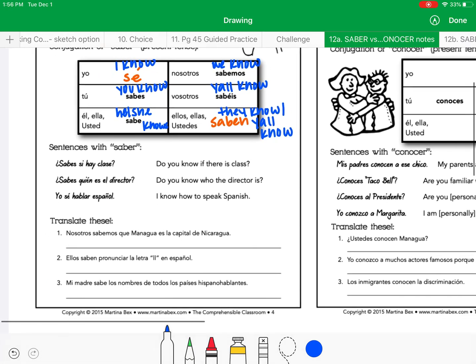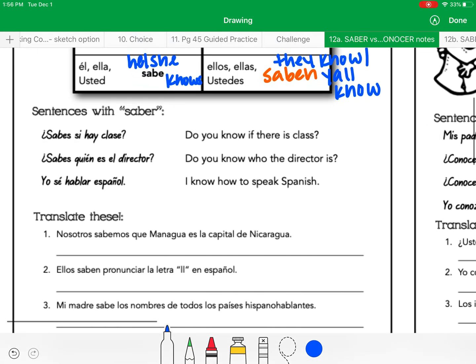All right, so some examples for saber. Okay, ¿sabes si hay clase? Do you know if there's class? So this is a fact or info. ¿Sabes quién es el director? Okay, this is fact or info. Do you know who somebody is? Do you know this fact? Do you know this information? The last one says, yo sé hablar español. I know how to speak Spanish. This is know how.